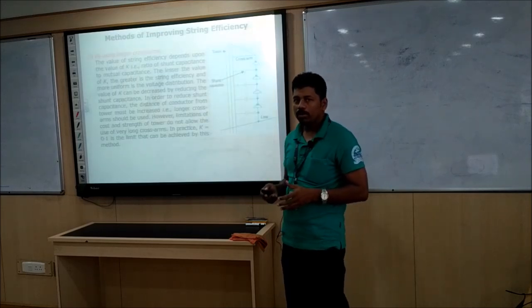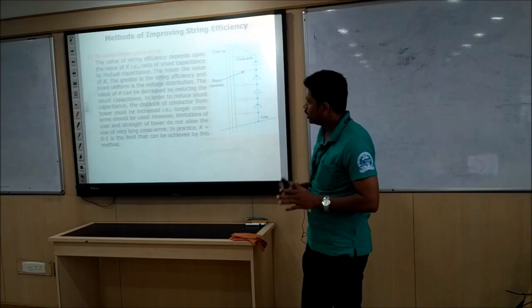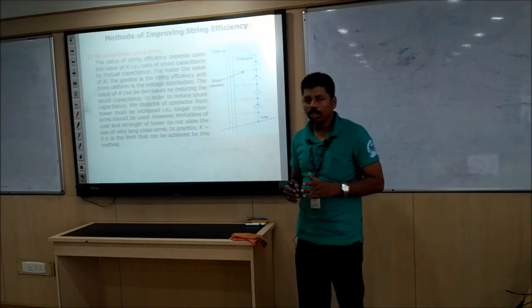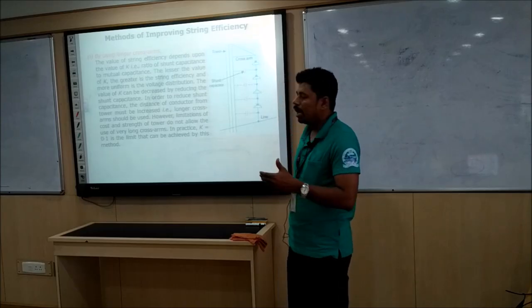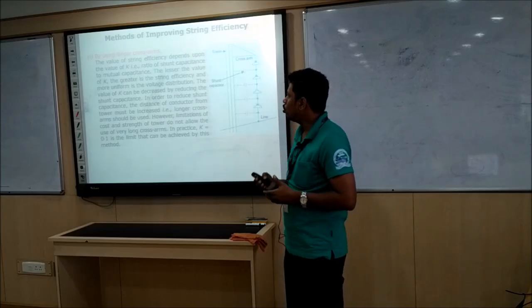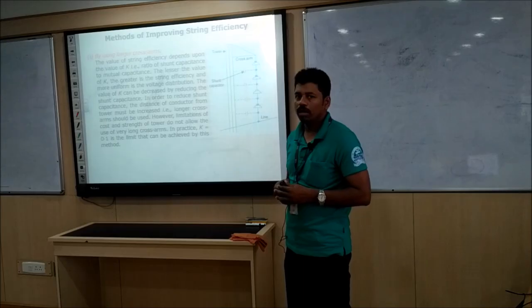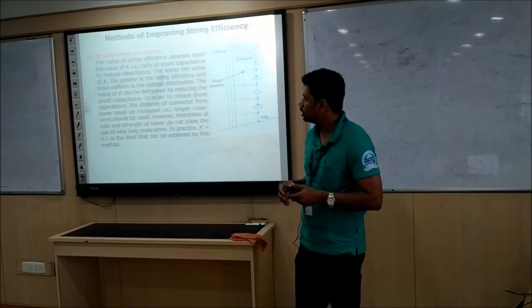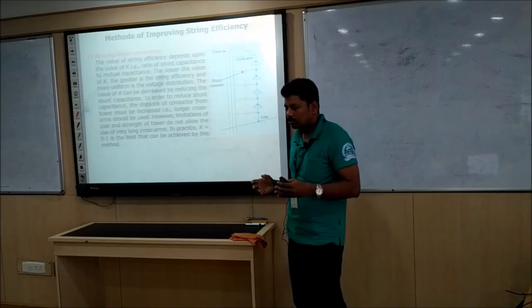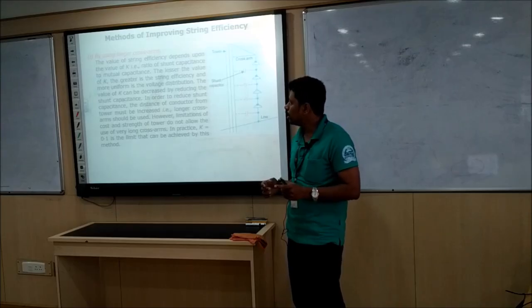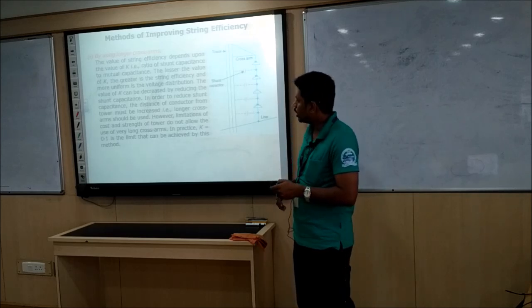Okay. So we need to find the string efficiency here and how to improve it. We know that the string efficiency is poor because of unequal voltage distribution. How to make the voltage distribution equal? By using a longer cross-arm. I can go for a longer cross-arm so that the effect of that shunt capacitance is reduced, so the K is reducing, and the effect is also reducing. Like that we are able to do it.